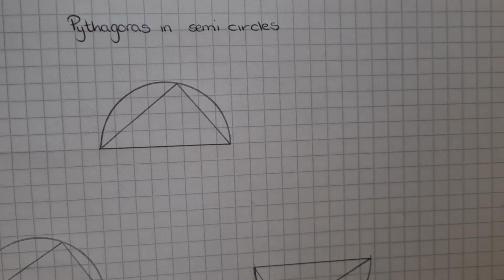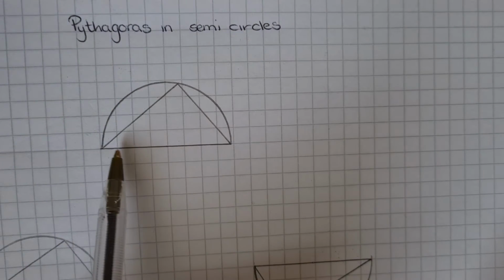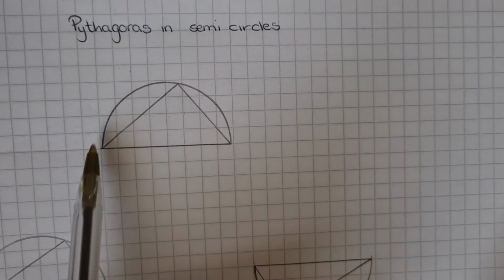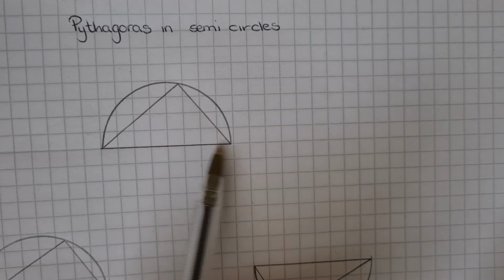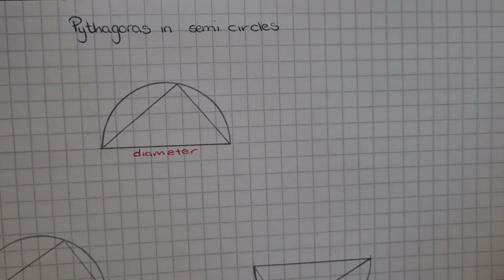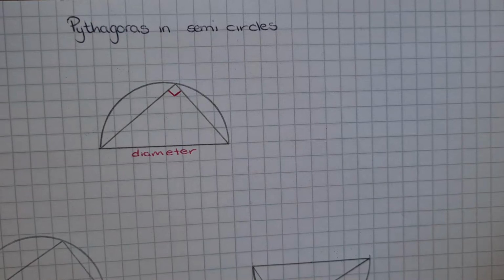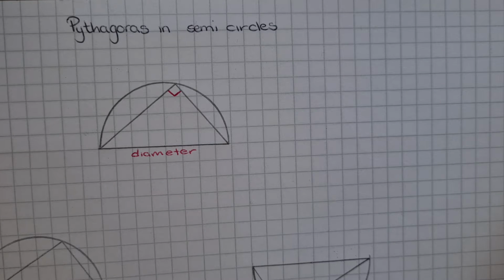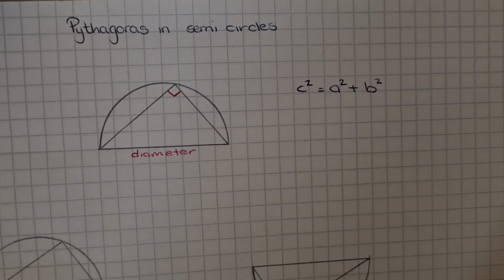From the last lesson, we know that if we have a triangle inside a circle that's made with the diameter of the circle, then that triangle is a right angle triangle. Since that triangle is right angled, that means we can apply Pythagoras' theorem if we need to calculate one of the lengths of the triangle.